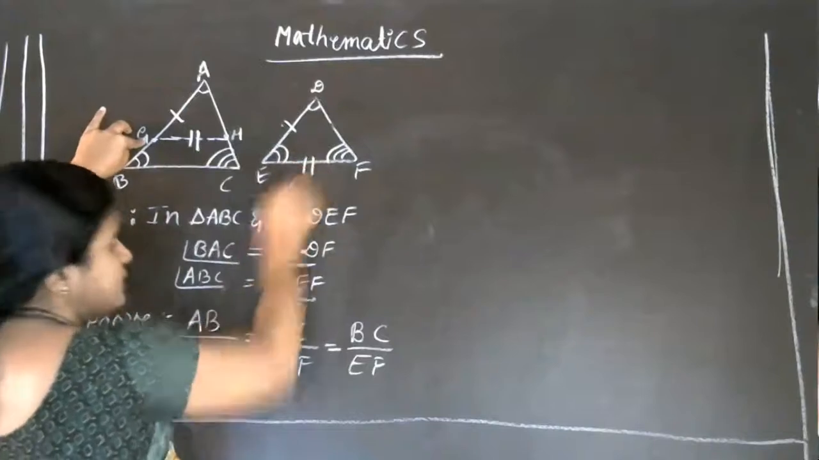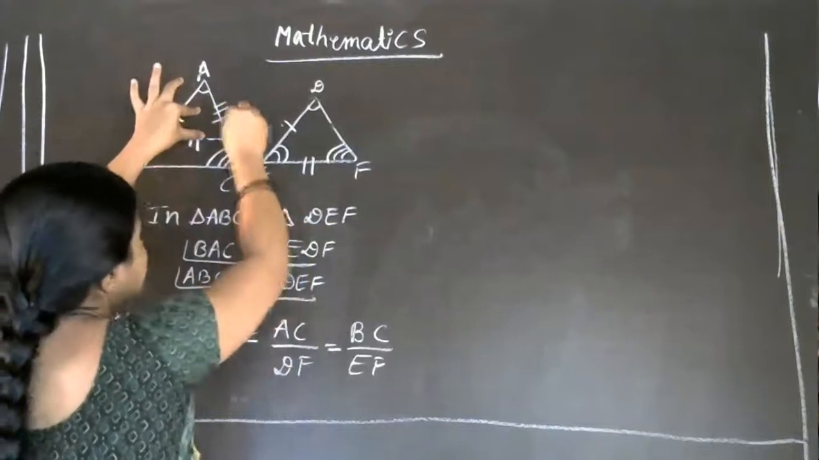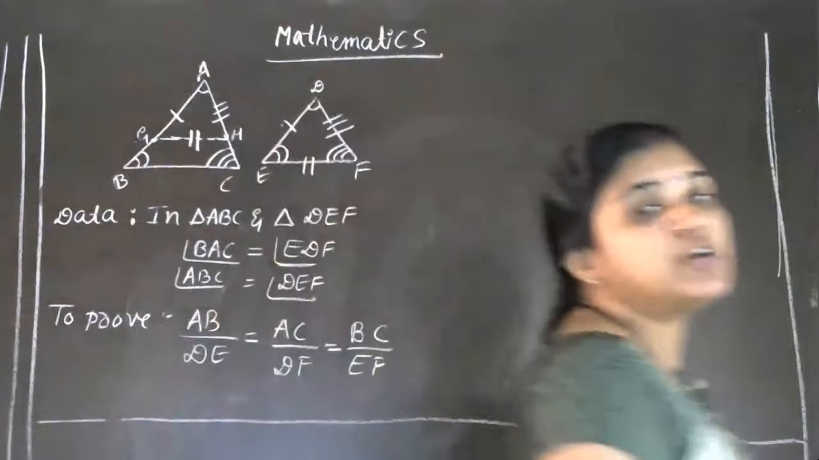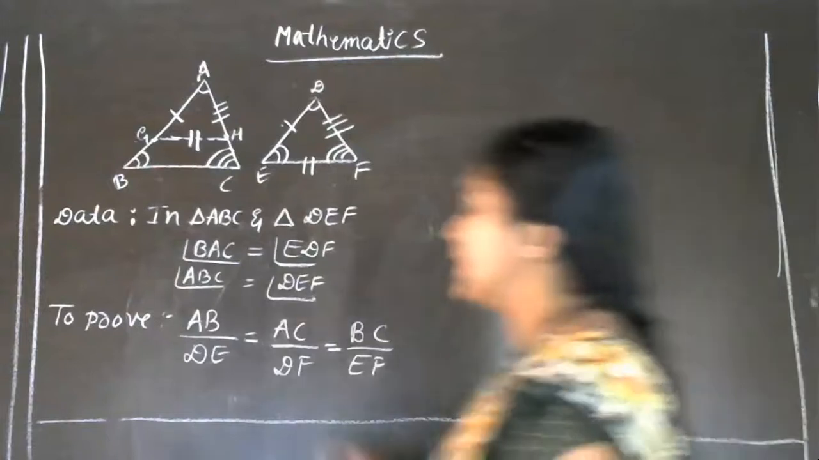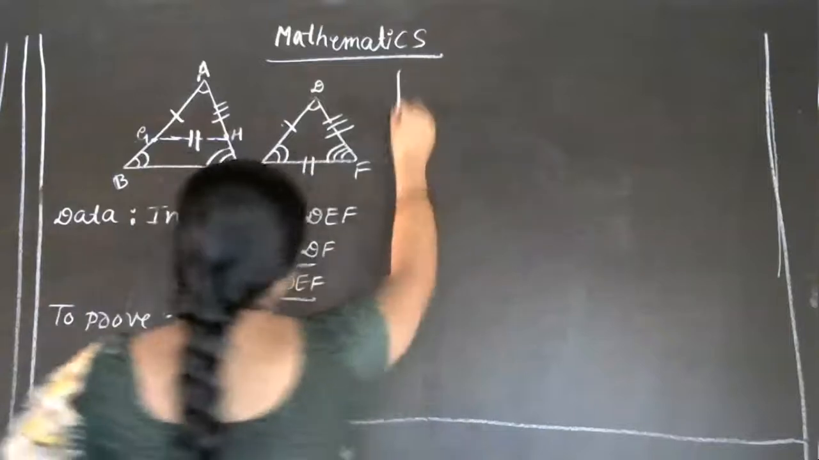Then GH is equal to EF, and AH is equal to DF. So this is the condition of the construction. Mark points G and H on AB and AC such that AG is equal to DE, AH is equal to DF, and join GH. One second. Can I write the construction here? We'll write the construction here.